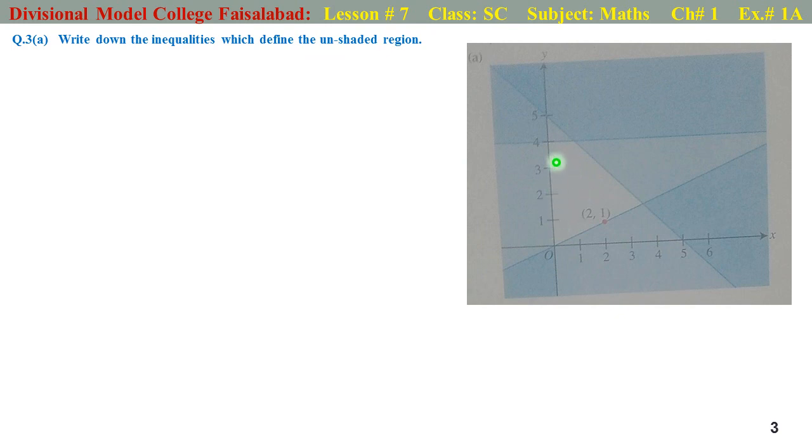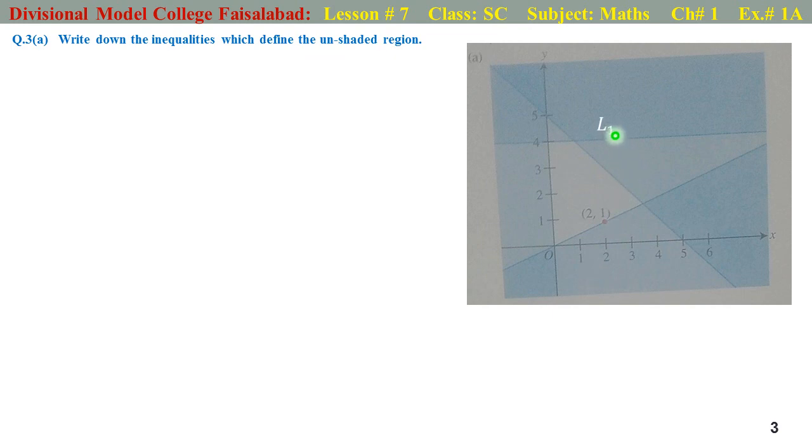This is the unshaded region, which is bounded by this line, this line, this line and this line. So there are 4 lines. Here the graph is labeled, the x-axis and y-axis are labeled, so we can use the rise and run method. Let's see.